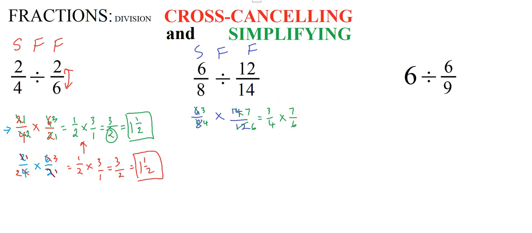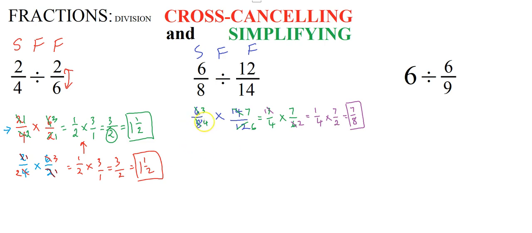And I have a quick look. Is there any cross-cancelling opportunity there? Not this way. 4 and 7 don't share any common factors apart from 1, and 1 won't get us anywhere. But this way, 3 and 6, there's an opportunity. I can divide both by 3. So 3 divided by 3 is 1, and 6 divided by 3 is 2. The new equation now looks like this, 1/4 times 7/2. 1 times 7 is 7, 4 times 2 is 8, and that is it.